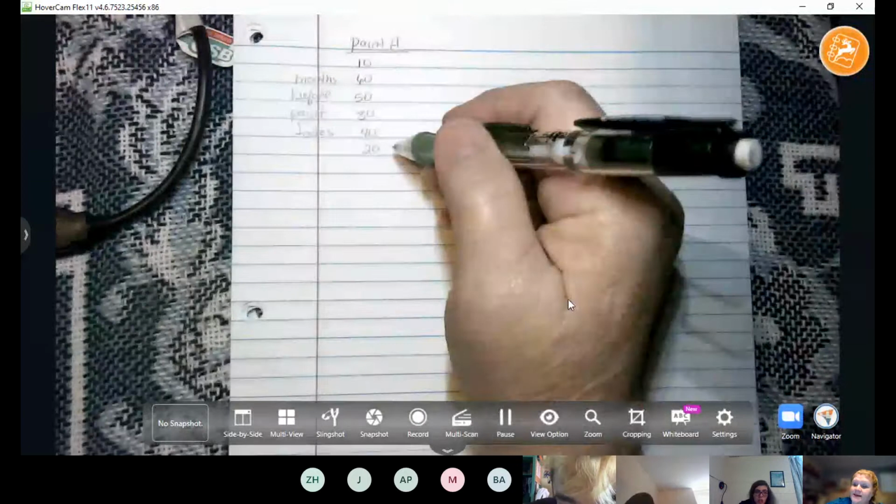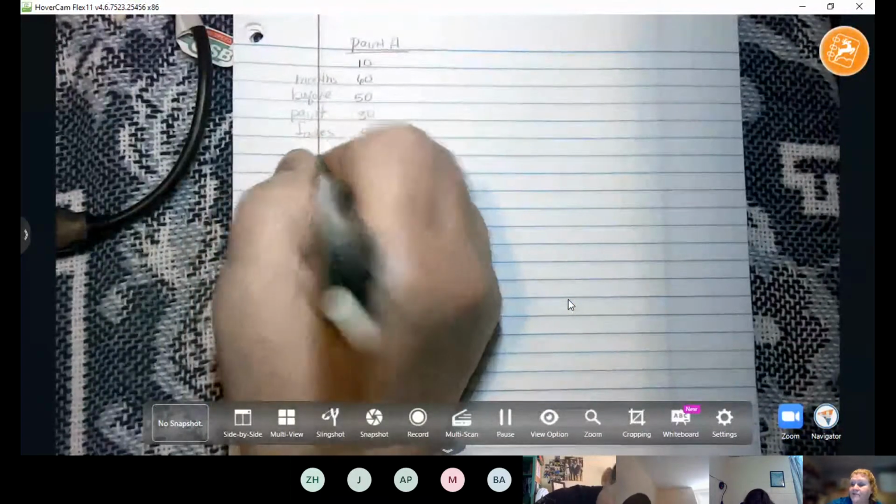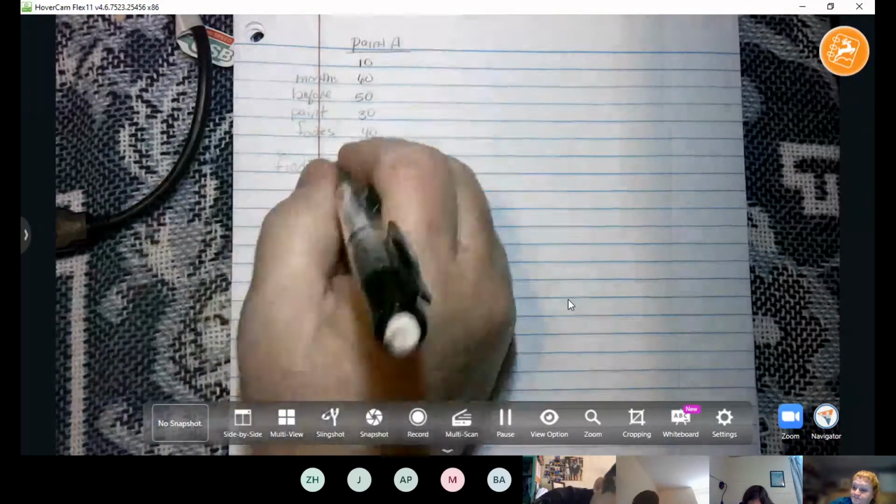The first thing that we'd want to do with our data is to find the mean. So how do you find the mean? You add them all up and you divide by how many there are. What is the mean number of months for the paint? Who can tell me that? 35. 35.